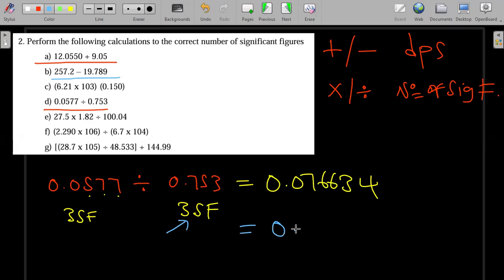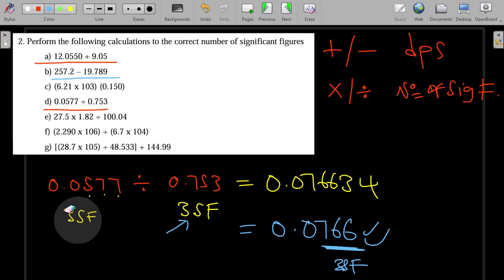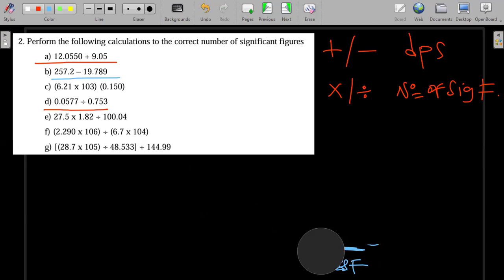So it will be 0.0767. So when we count the number of significant figures here, it will just be what? Three significant figures, since these zeros are not significant. So this is the correct answer here. It's just a coincidence that they had the same number of significant figures. But let's try something which is a bit different.